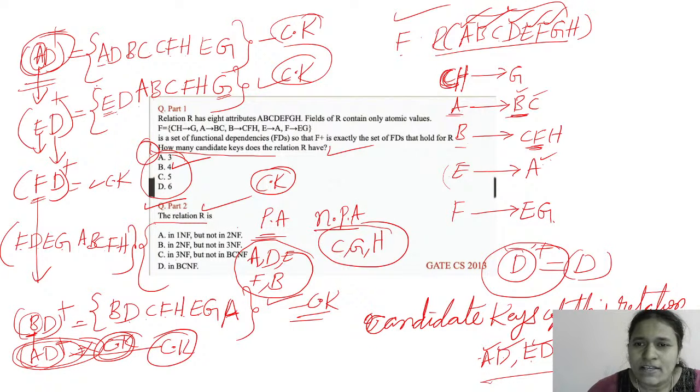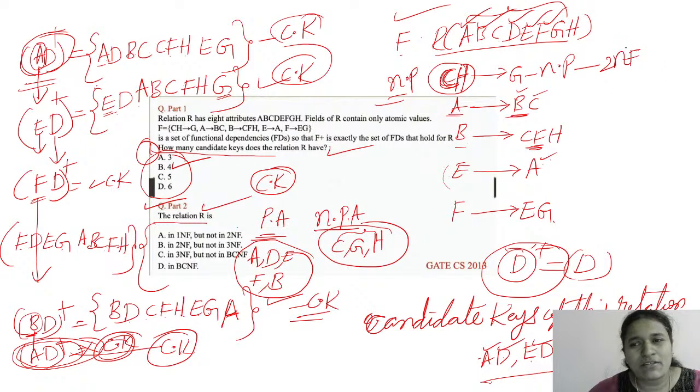Now we will see. First functional dependency is CH to G. CH is non-prime, and G is also non-prime. Non-prime to non-prime means this relation is in second normal form. It cannot be third normal form because non-prime to non-prime is not allowed in 3NF. That's why it is in 2NF.